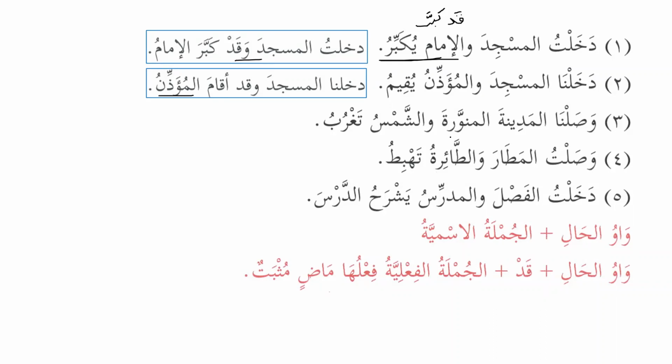وصلنا المدينة المنورة, we reached Medina Munawwara. والشمس تغرب, while the sun was setting. And this one is Jumlatul Ismiya, and this also means while, is it? Yeah, exactly. It shouldn't be translated as and. I think I mistakenly translated as and. It should be translated as while. Are you sure, Ustad? Yes, this is while only, because after waw, we have a Jumlatul Ismiya. Right? So while. The waw of Ismiya is changing into waw al-hal. I got it, Ustad. So both are whiles only. Yeah, exactly. Both of them should be translated as while.